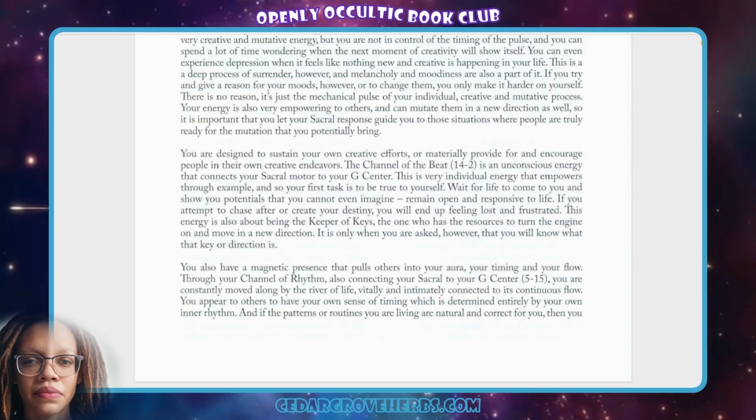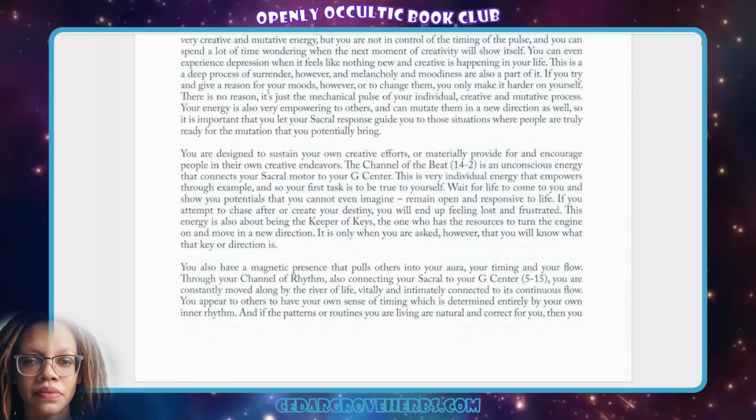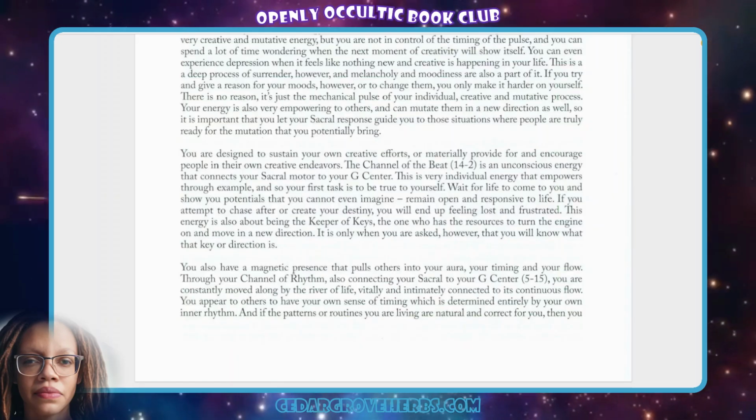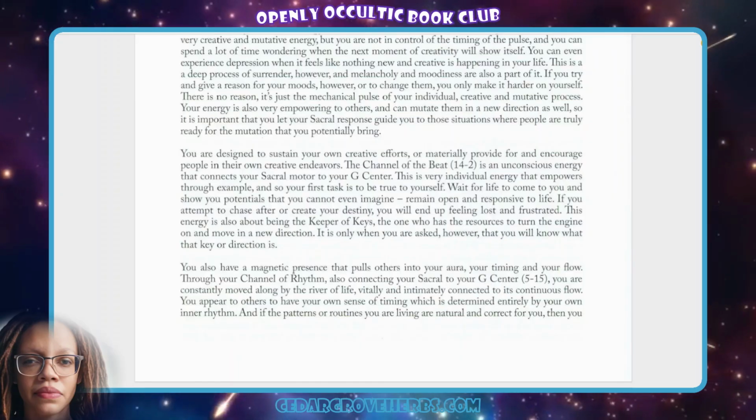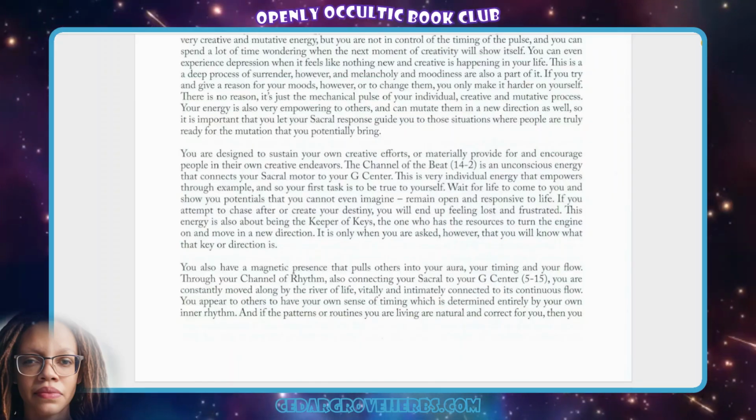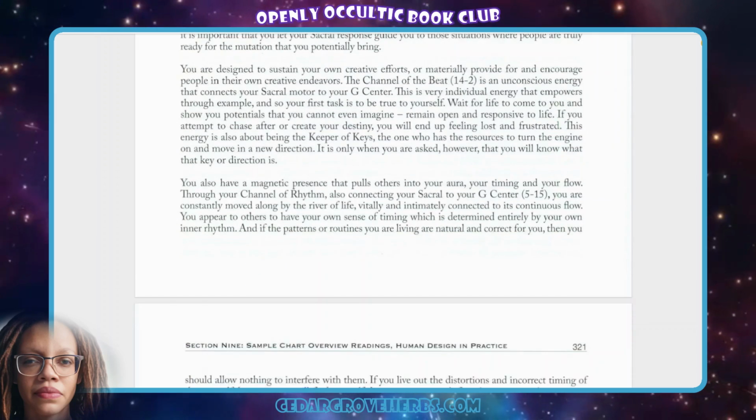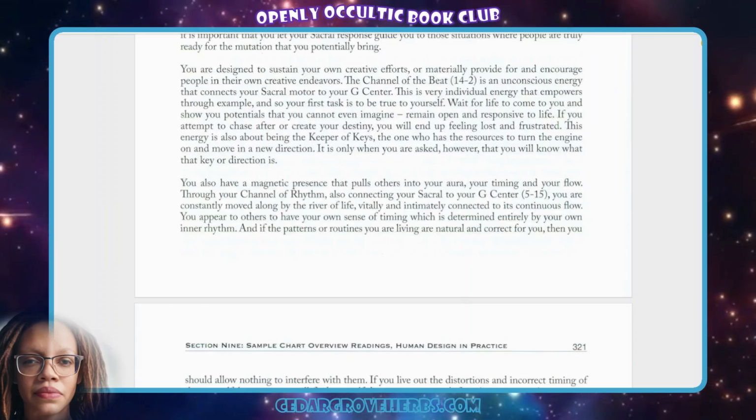This energy is also about being the keeper of keys, the one who has the resources to turn the engine on and move in a new direction. It's only when you're asked, however, that you'll know what that key or direction is. You also have a magnetic presence that pulls others into your aura, your timing, and your flow.